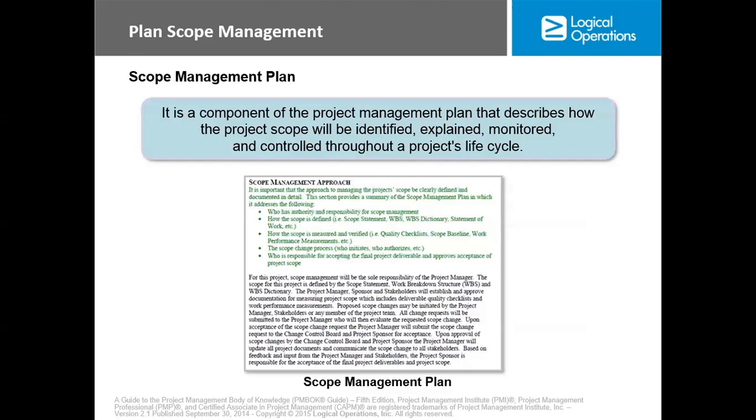Now, this is an example of a scope management plan. Okay. Now, the scope management plan is a component of the project management plan that describes how the project scope will be identified, explained, monitored, and controlled. Now, there's something I tried to explain earlier. What makes up the scope of a project? The scope of a project is made up of one, the scope management plan. Number two, the WBS, which is work breakdown structure. Number three, the WBS dictionary. You put these three things together, you make up the scope of a project.